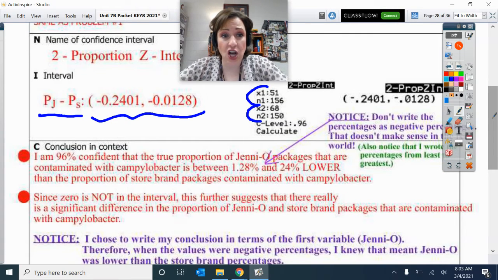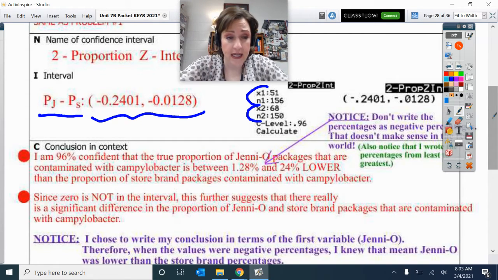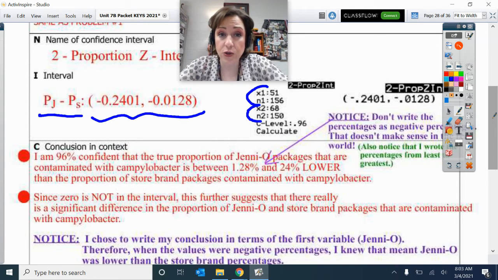So I am 95% confident that the true proportion of Genio packages that are contaminated with Campylobacter is between, okay, say it from least to greatest, and don't say it with a negative percent because that doesn't make sense in layman's terms. Don't say, oh, it's negative 1.28%. No. So it's between 1.28% and 24% lower than. So the Genio was lower than, that much lower than the proportion of store brand packages contaminated with the Campylobacter.